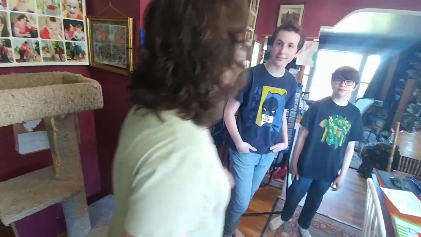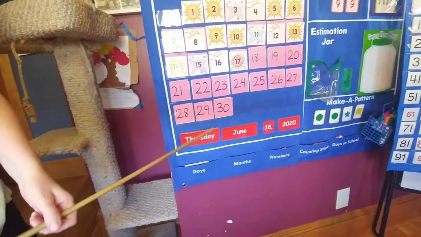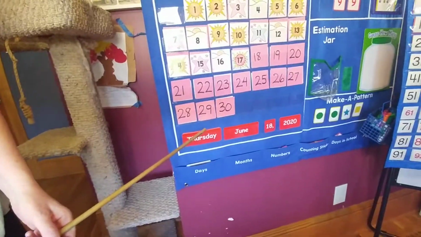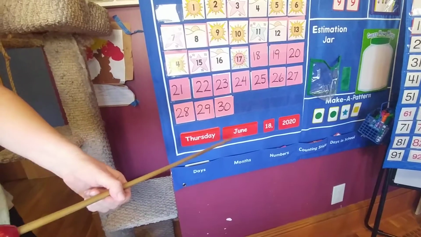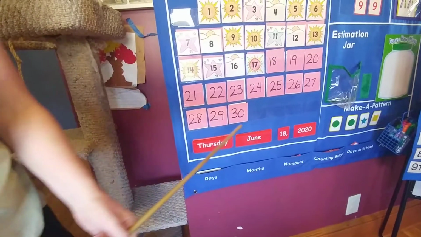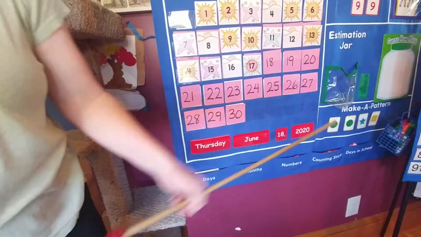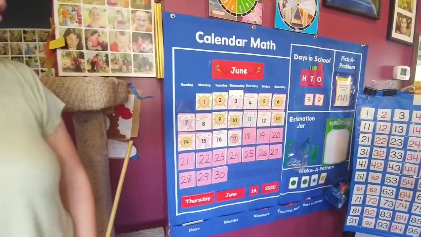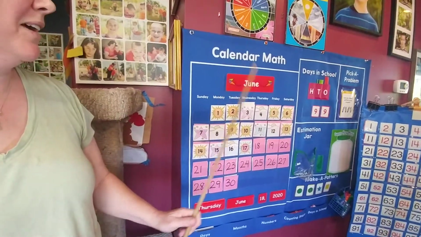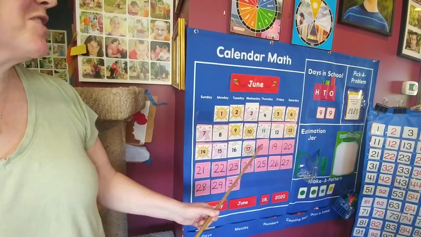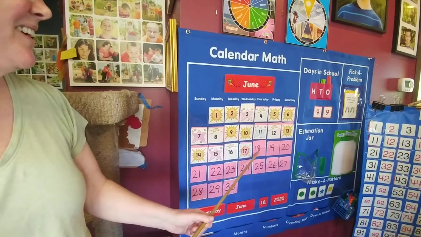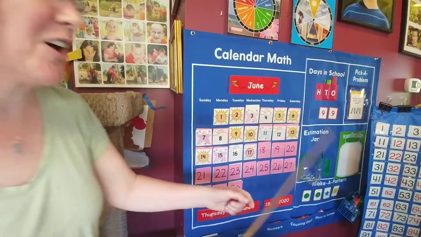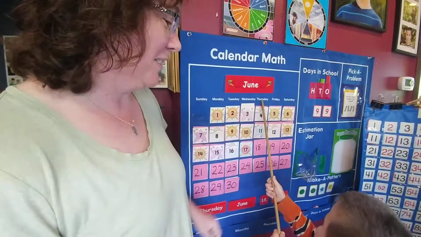That means we have to get to the calendar. You ready for the calendar, boys? All right, here we are. Today is Thursday. Kieran, what's today? Today is Thursday, June 18th, 2020. Where is June 18th? Right there, right after 17. If we go to the top of the column, what's that word right there?